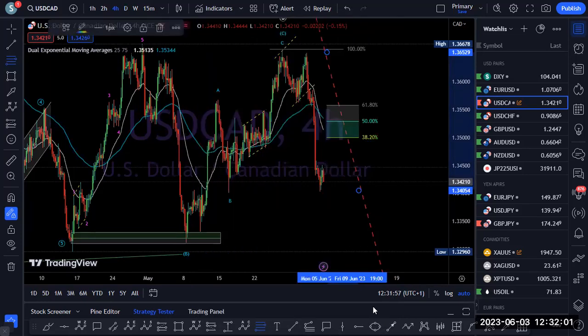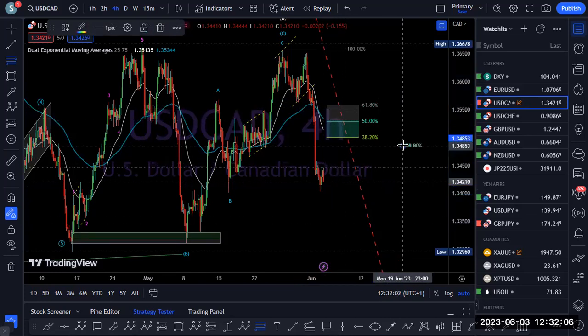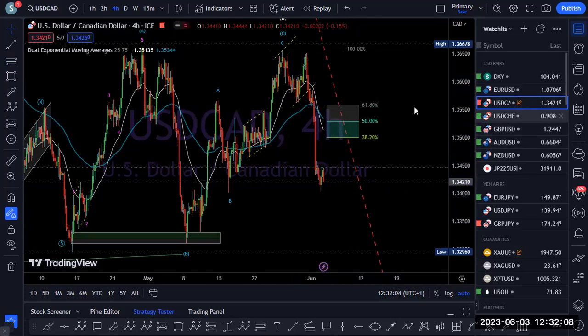If the market goes to this zone, look for a sell top around here to join the sellers. That's all I can tell you about USD CAD. USD CHF.